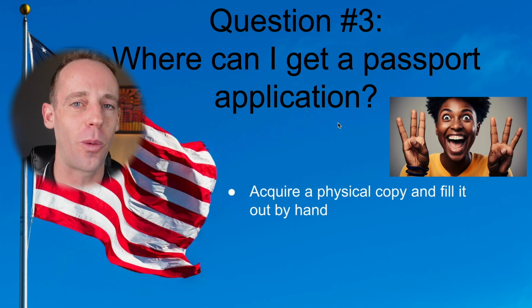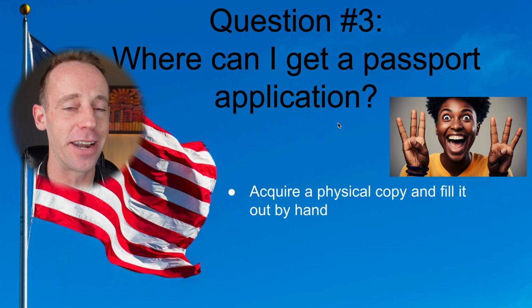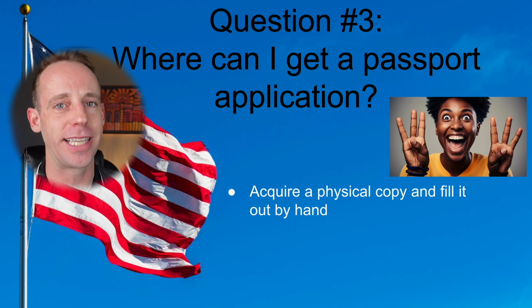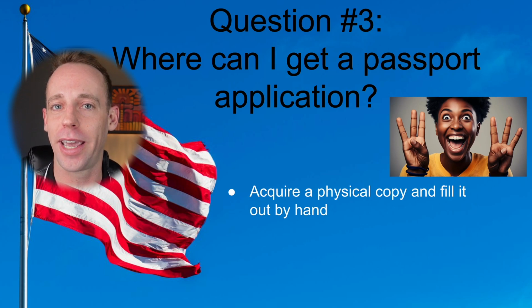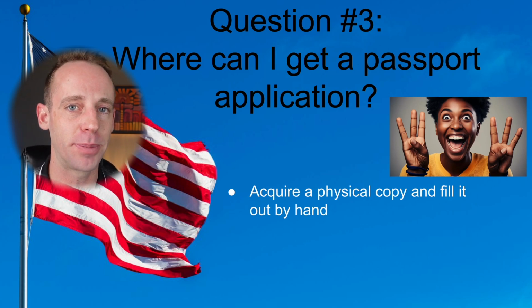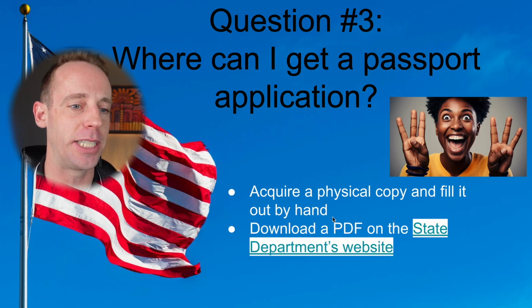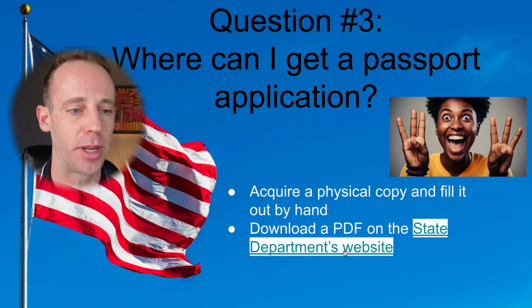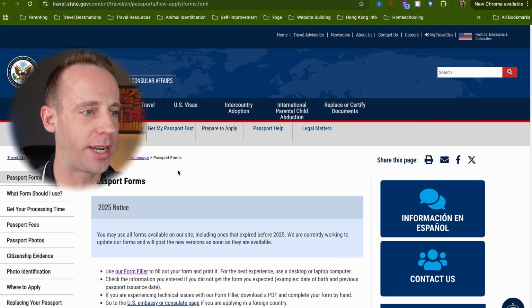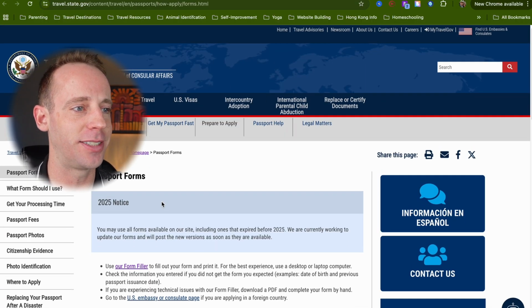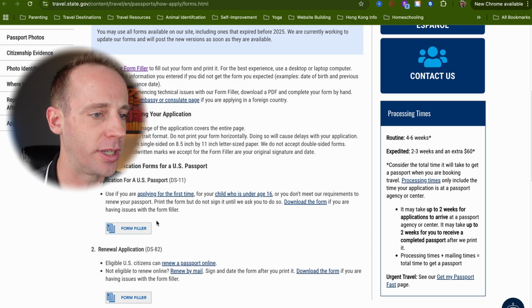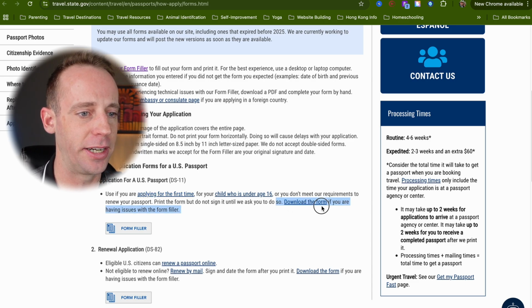Anyway, you can acquire a physical copy and fill one out by hand. Usually that's at the passport office. You might want to ask your local USPS. They might have one for you, but you can always just go to the State Department's website and download a PDF for that. So let's go check that out real quick, how to do that. Again, at the travel.state.gov website, you can come down here, and if you're applying for it, you can actually go to right here to download the form, and you can just fill it out by hand like that.